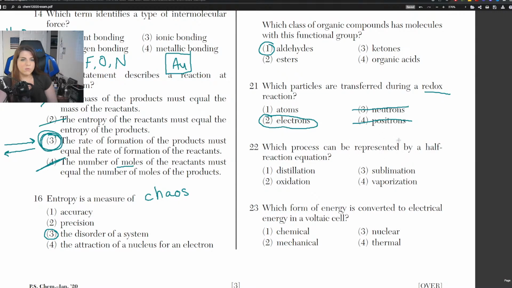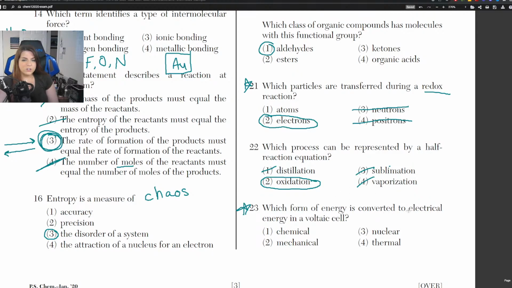22, which process can be represented by a half reaction equation? I'm hoping that this question being sandwiched between this one and this one would tell you, hey, it's a redox question. Distillation is changing, or rather separating, homogeneous liquids. Maybe think of like alcohol and water. You separate them by their boiling point. Sublimation, we saw this earlier on the test. That is going from solid, skipping over liquid and going to gas. Then we have vaporization, which is liquid to gas, another phase change. So we are left with oxidation as the only choice, which is correct.